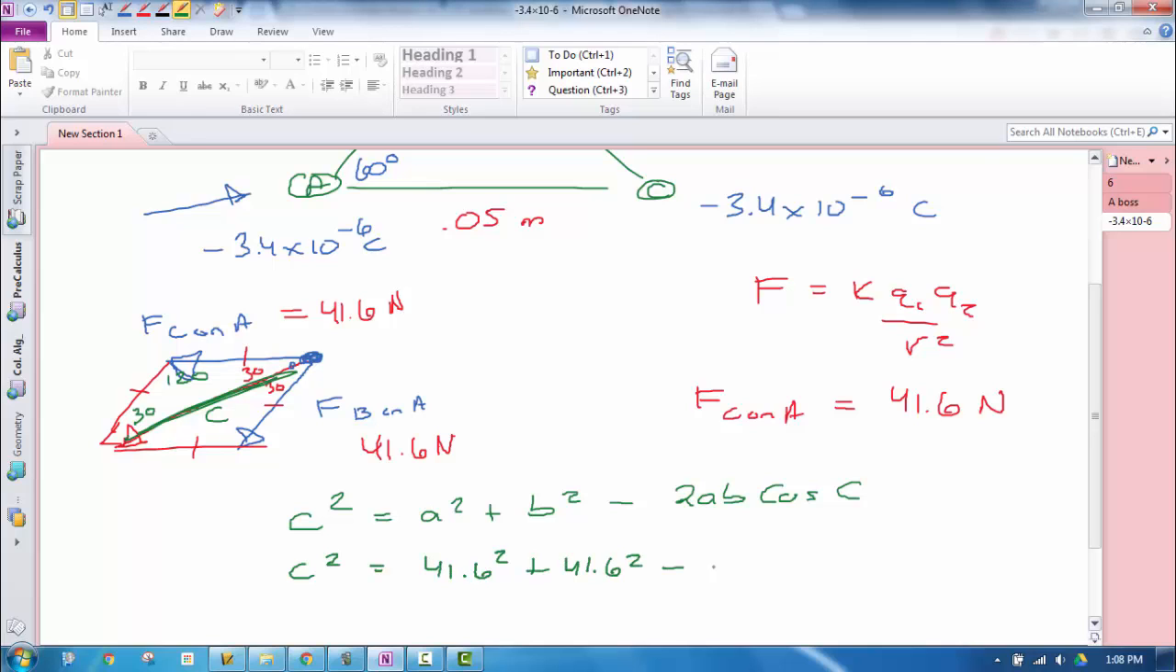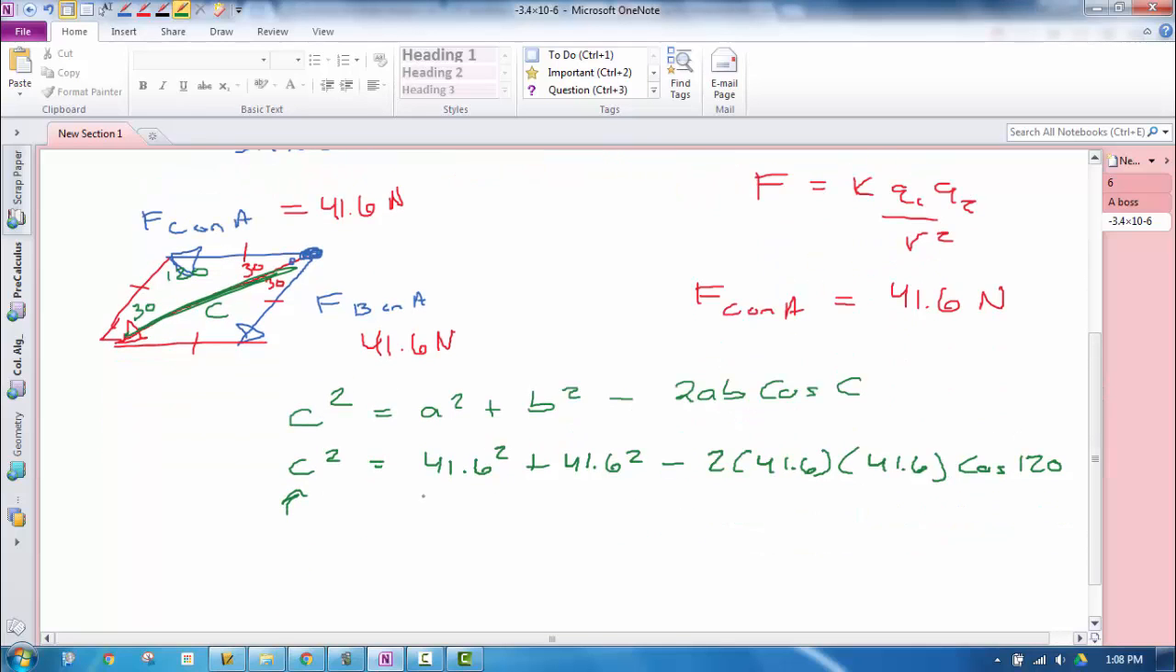And then obviously 41.6 goes in for A and B here as well, and the cosine of angle C, which we know is 120. So all we have to do is solve for this C right here. I'm assuming you can do this math with your calculator, and then square root both sides of that equation to get C. If you do that, you get the magnitude of about 72 newtons.